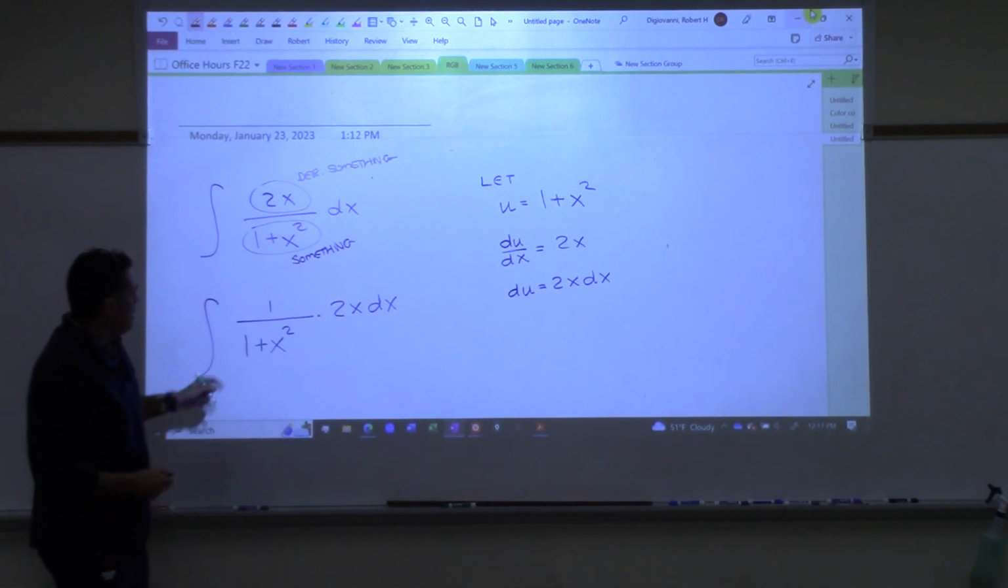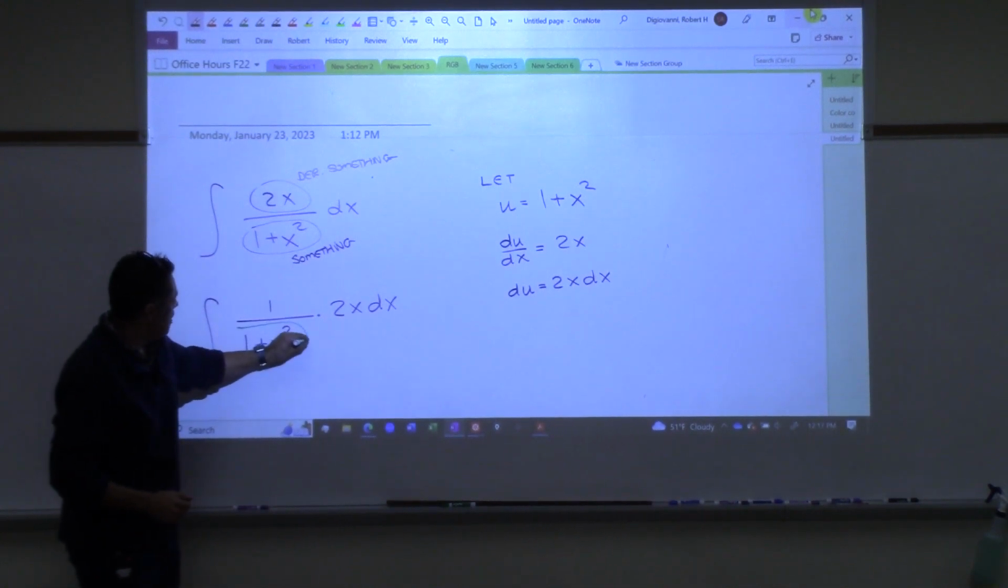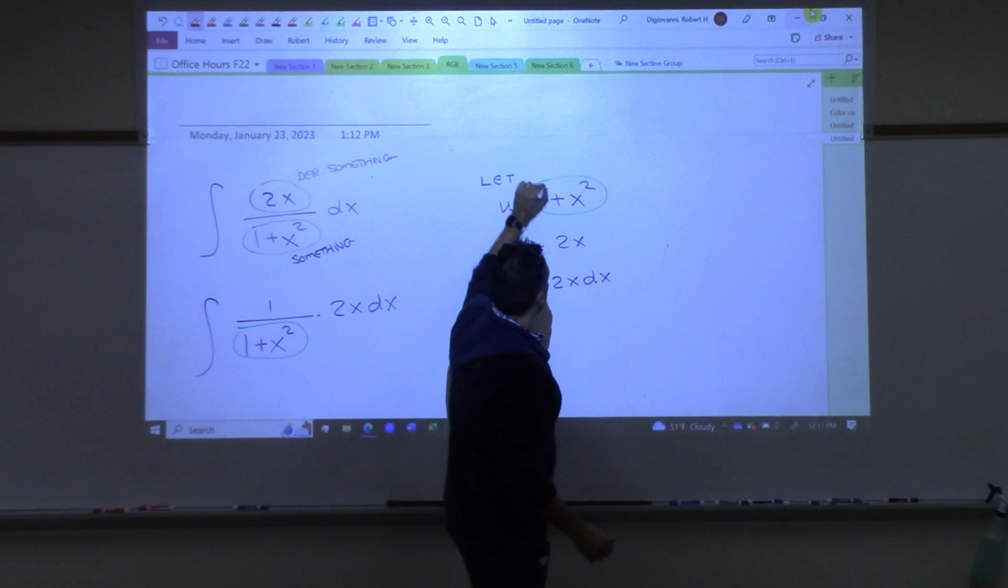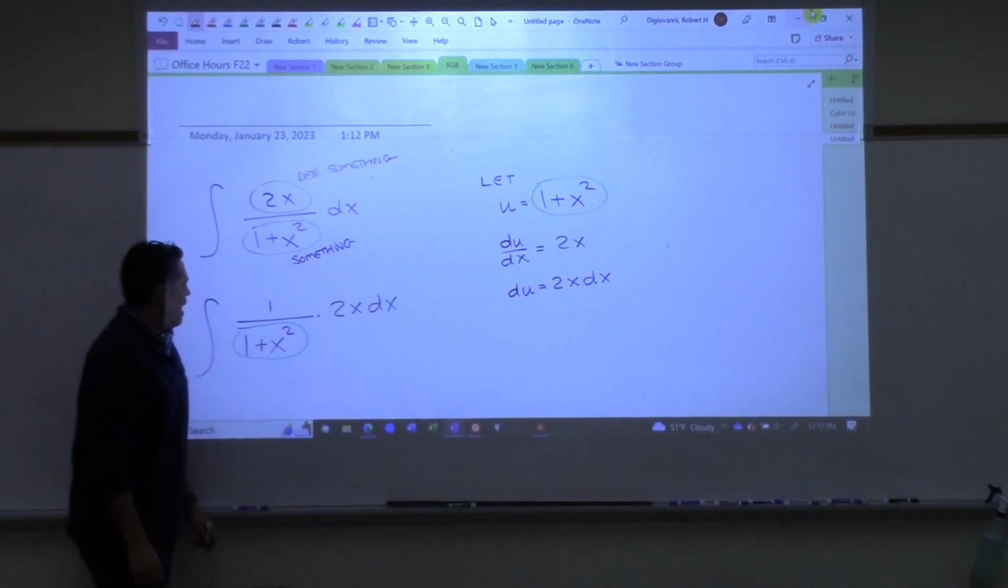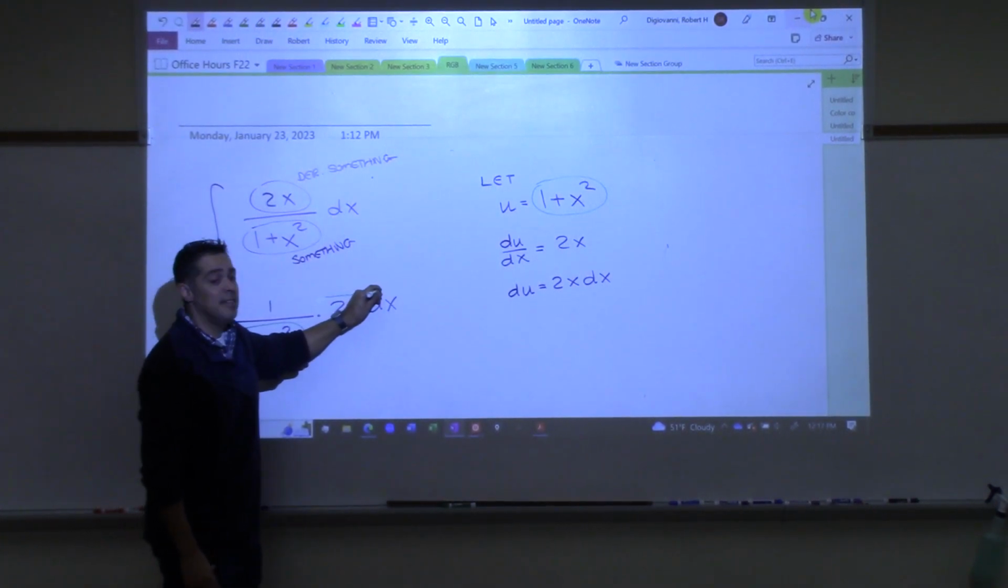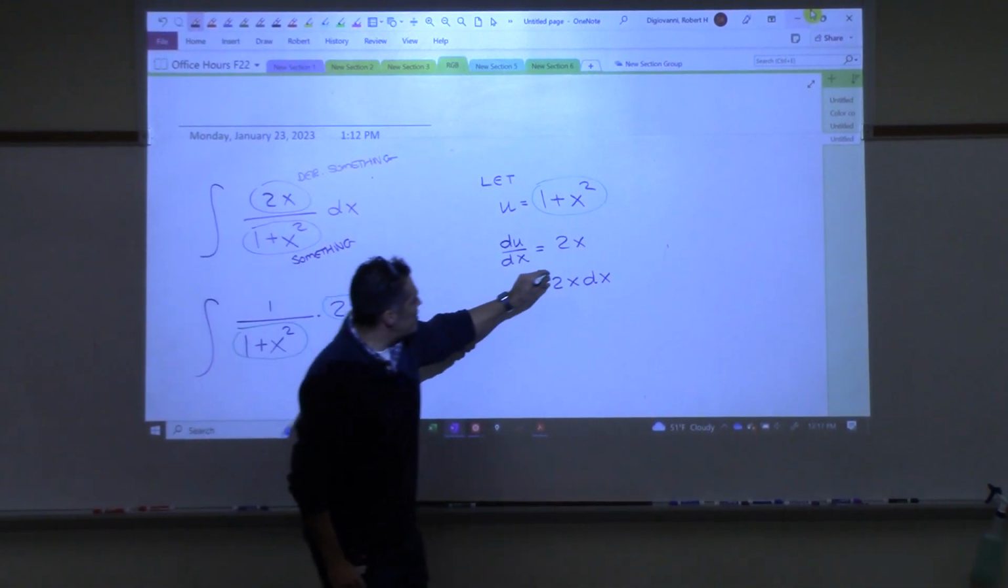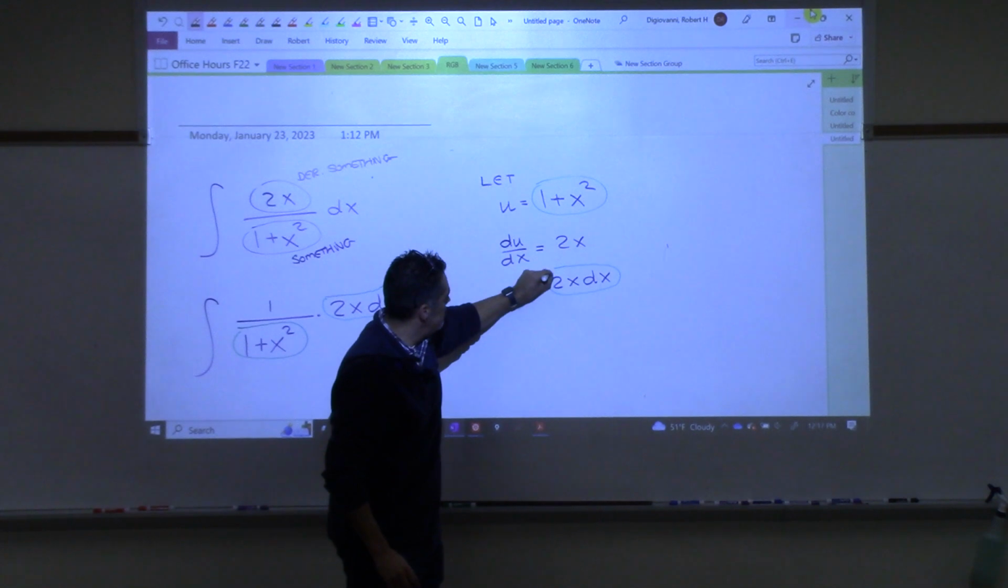So how about this first? Everyone see that the 1 plus x squared, that's what u is, right? That's u. And then we have the 2x dx, including the dx. 2x dx matches that exactly, doesn't it?